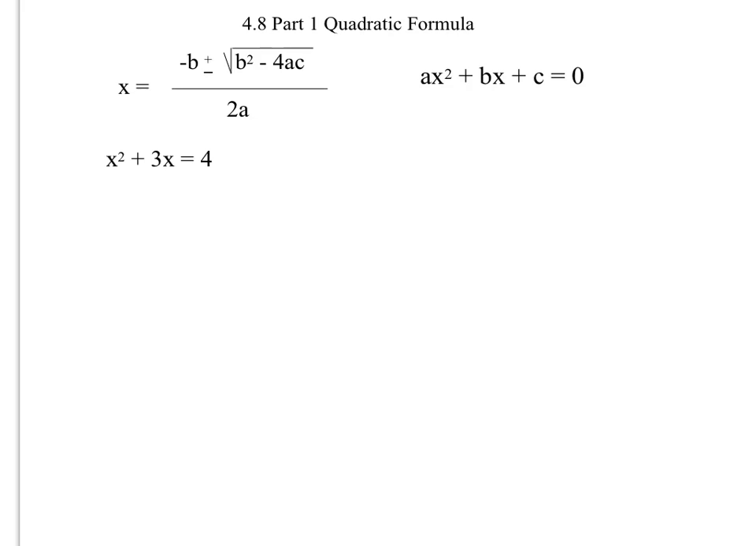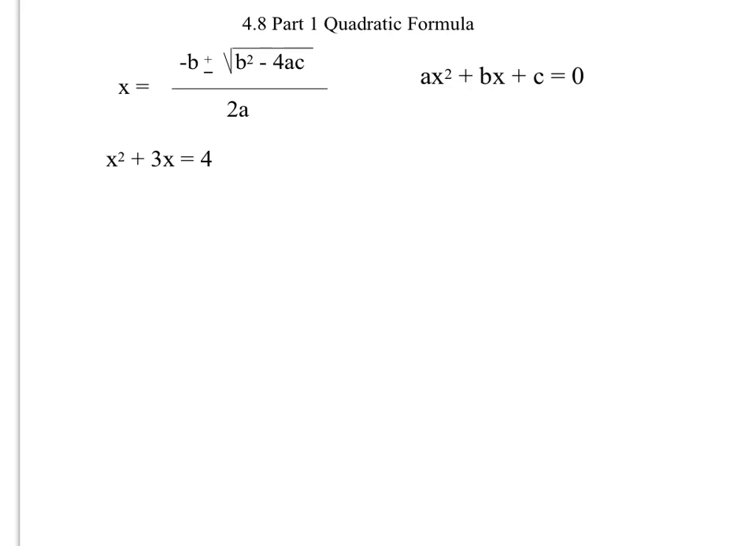Now keep in mind, a is always the number that's in front of x squared, b is always the number in front of x, c is always the constant, and we must make sure that we set this quadratic equation equal to 0 so that we can use the quadratic formula.